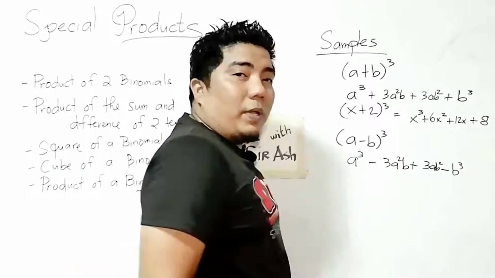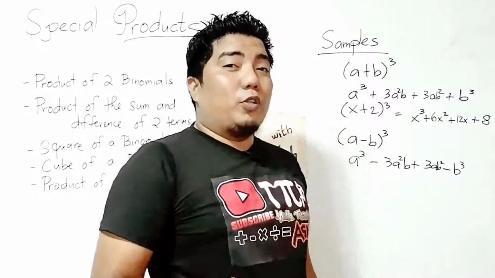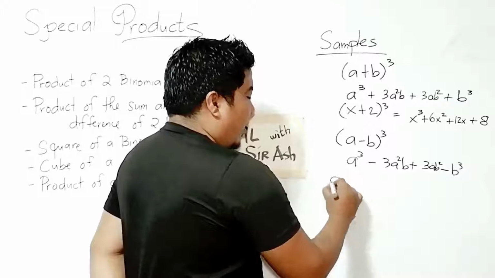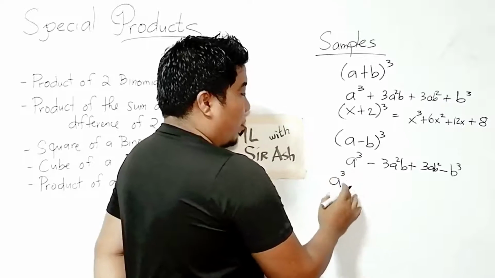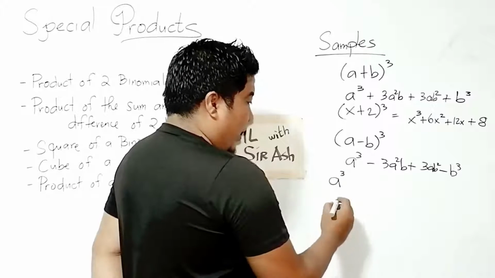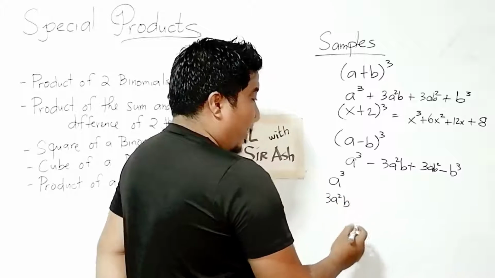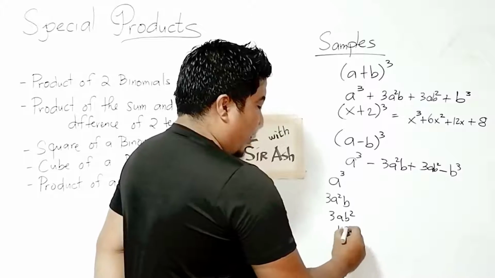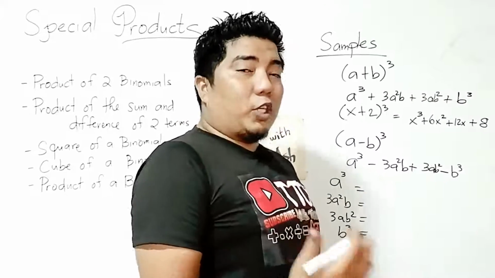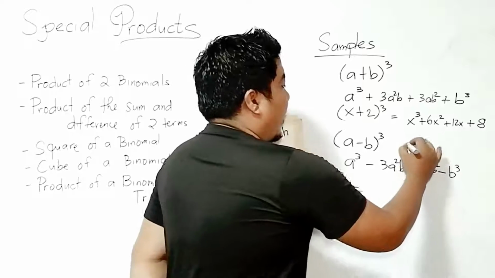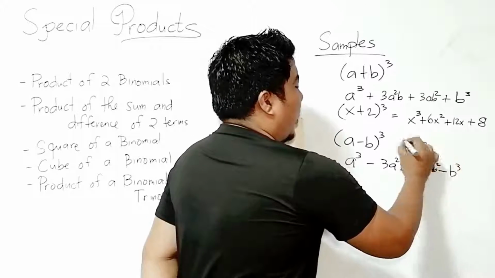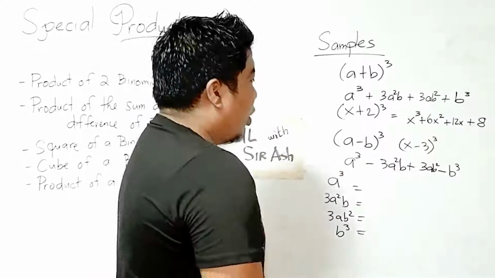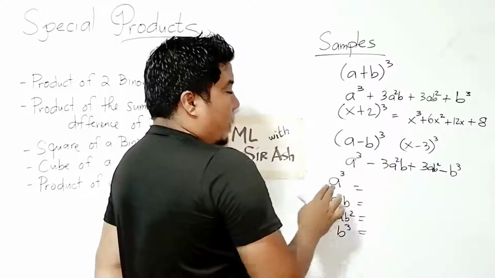Easy, right? Now, my dear math learners, there is also a way for you not to have a problem on this one. You can write it vertically. So, you put here a cubed, and then 3a squared b, and then 3ab squared, and then b cubed. Now, let's say we have the cube of the binomial difference. Let's say (x minus 3) cubed. So, that is difference and it is cube. Our first term and second term will represent a and b.